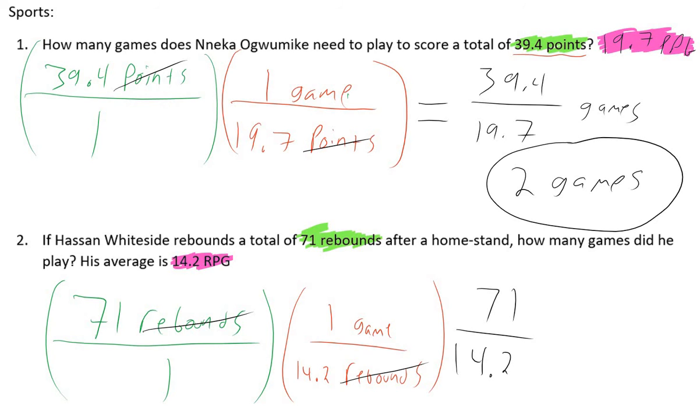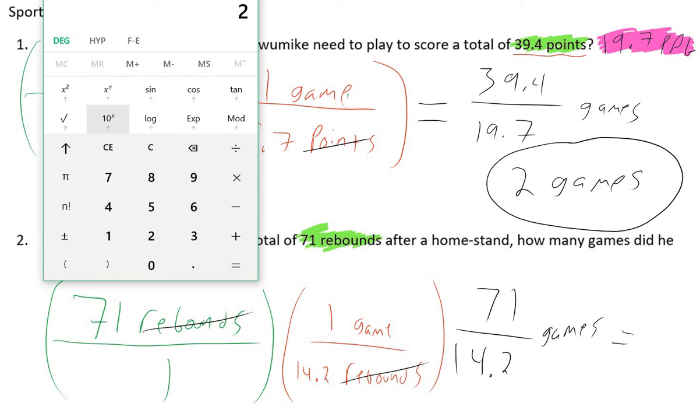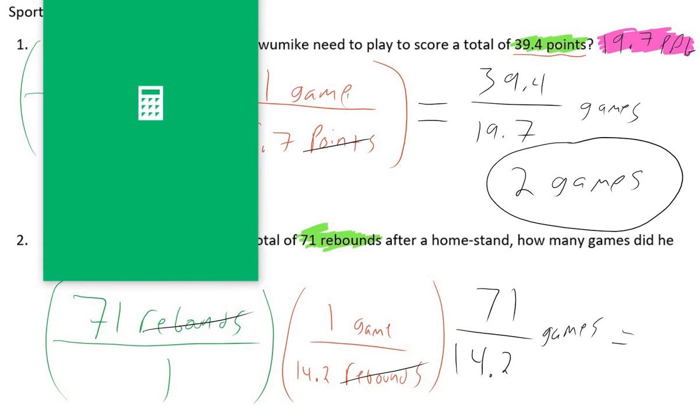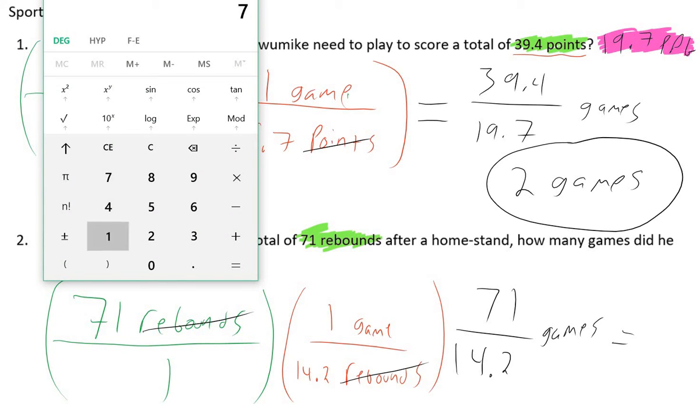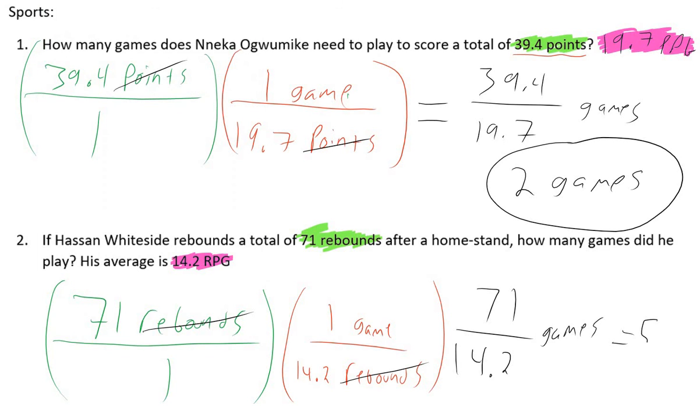14.2. A lot of you can probably solve this without setting up this green and red fraction, but the whole point of this activity is for you to understand how to do it on your own. Even though you can do it in your head, if you can set up these equations properly, it's going to help you make sense of it a lot more. So we see 71 over 14.2 games. In the calculator, 71 divided by 14.2 gives us 5 games.